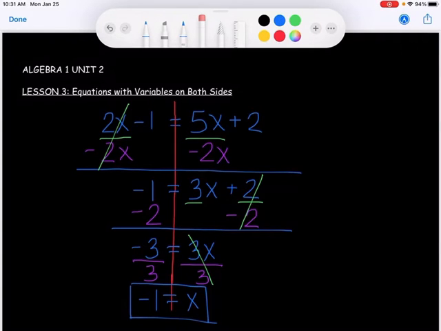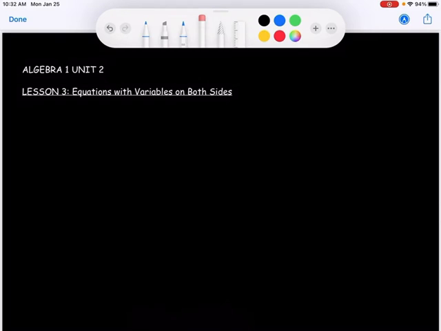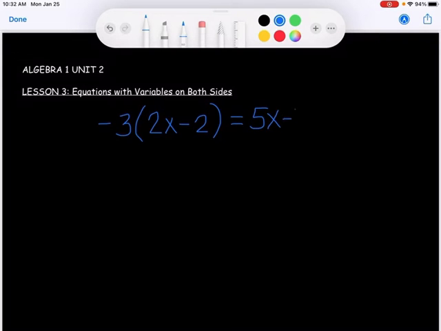All right, let me look at another one. Let's look at negative 3 times quantity 2x minus 2, and I say quantity because that's in parentheses, equals 5x minus 10. Again, I'm going to draw my vertical line. And we do have variables on both sides. So there's a couple ways that you can do this, but the easiest thing to do in this case is to distribute the negative 3 because I want to be able to combine my x's.